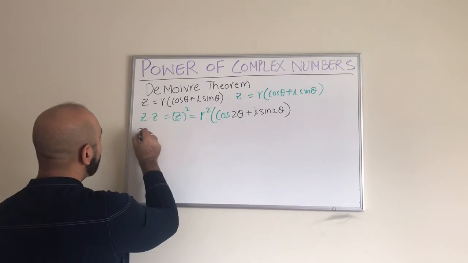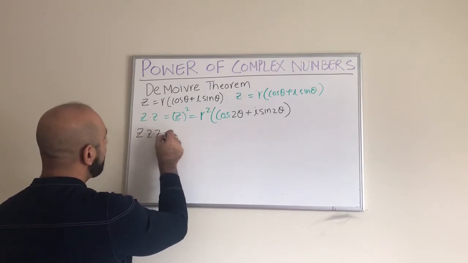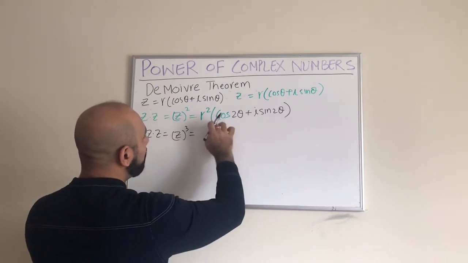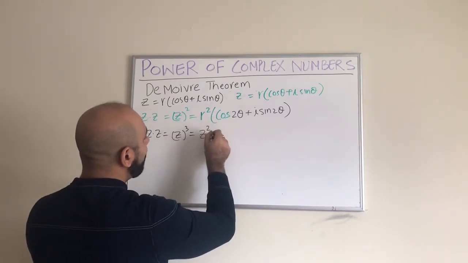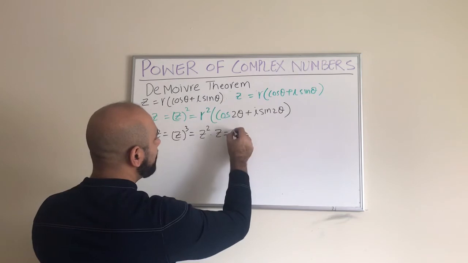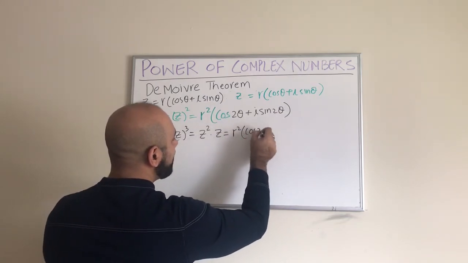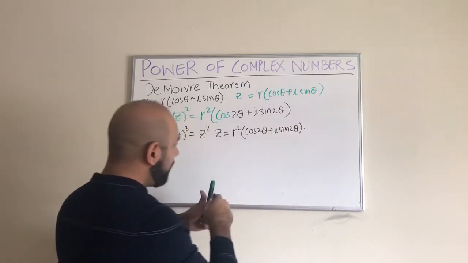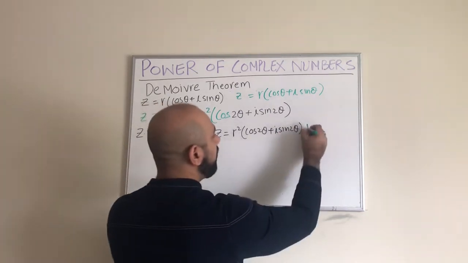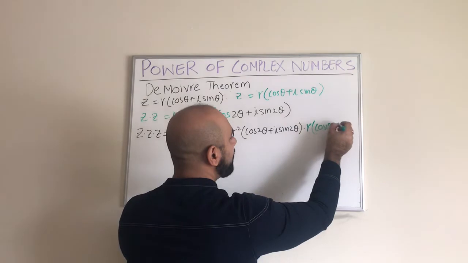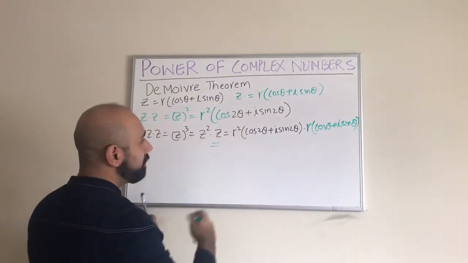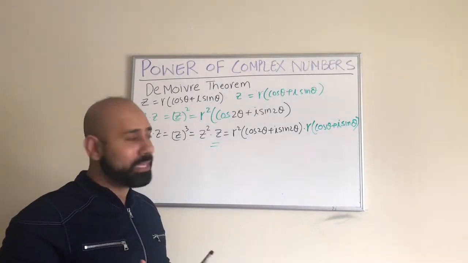Similarly, if I try z times z times z, which is z to the power 3 or z cubed, what's going to happen? You can start with z squared and break it down as z squared times z. You already have z squared, which is r squared (cosine 2 theta plus i sine 2 theta), and then you multiply by z, which is simply r (cosine theta plus i sine theta).